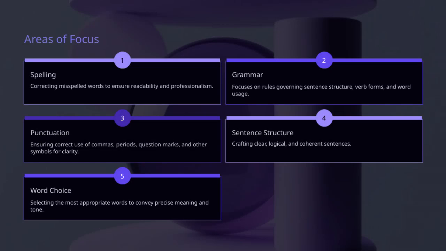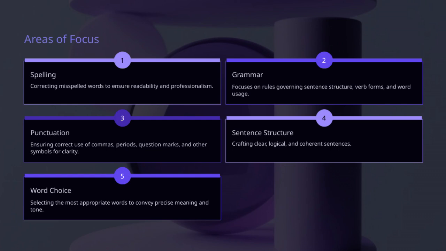Now let's take a closer look at some key areas of writing. First, we have sentence structure. This is all about following the rules that govern how sentences are built, including verb forms and how we use words properly. Crafting sentences that are clear, logical, and coherent helps our readers follow our message easily.